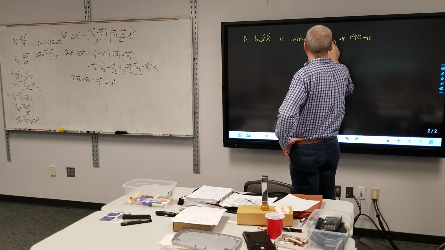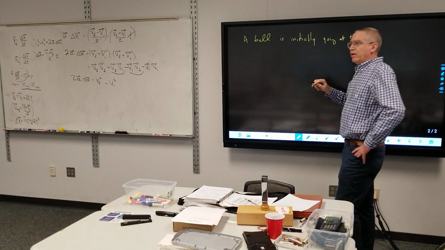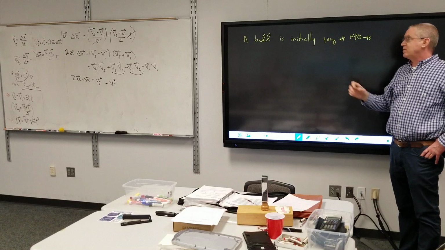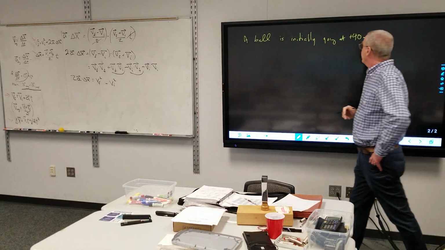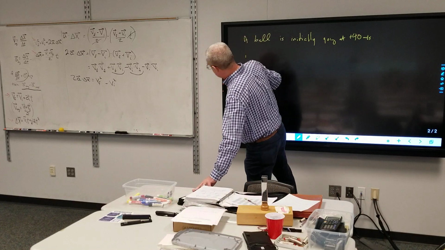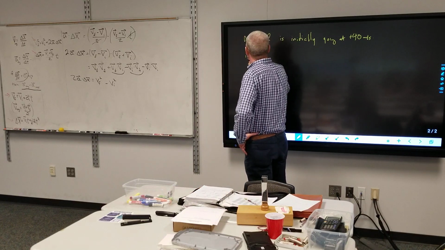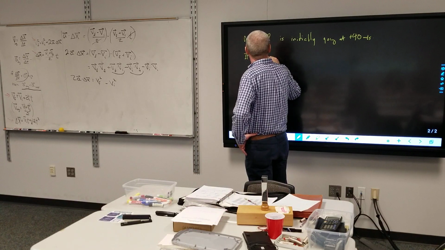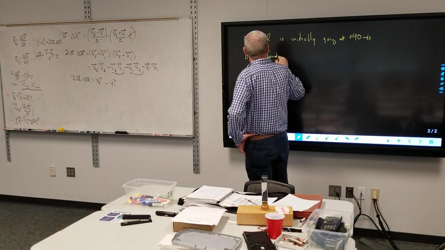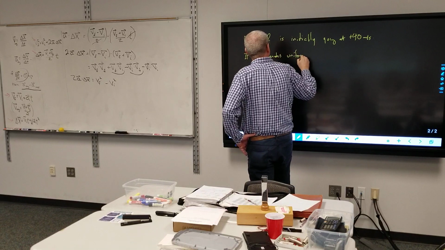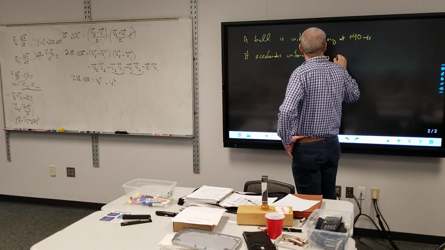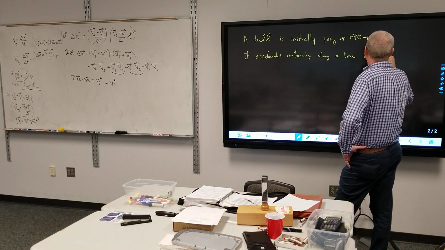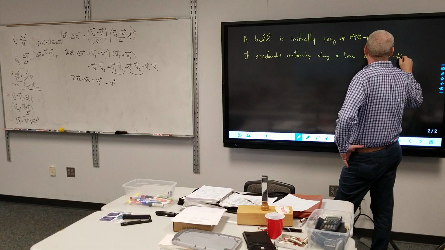A ball is initially going at positive 40 meters per second. Now the plus sign, I put the plus sign in here just to indicate that there is a direction. This is a velocity and not just a speed. That's 40 meters per second. It accelerates uniformly along a line at negative 5 meters per second squared.